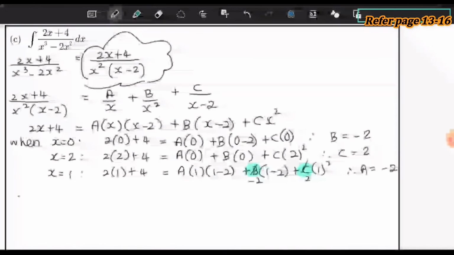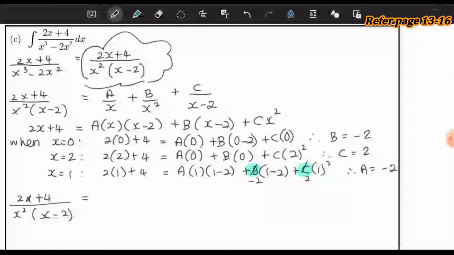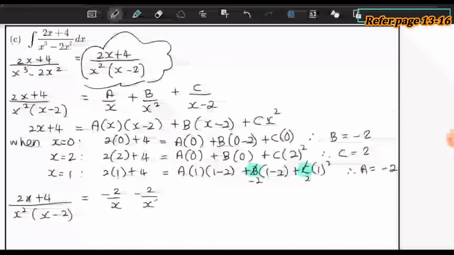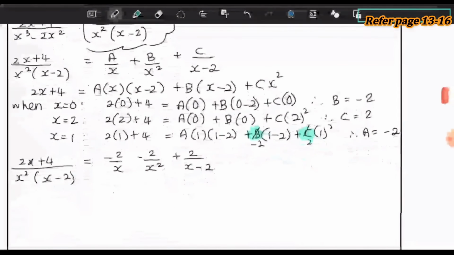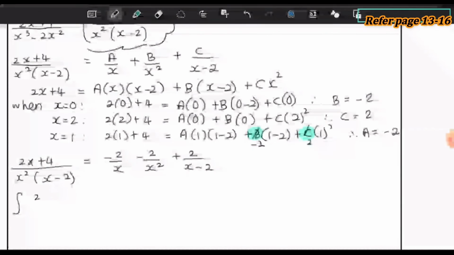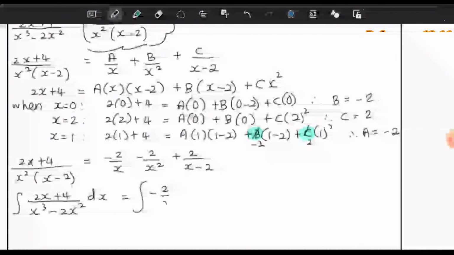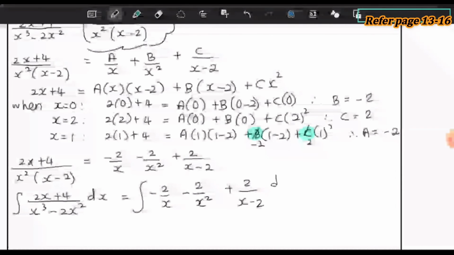And the partial fraction of (2x + 4)/(x²(x − 2)) equals a/x, which is −2/x, plus b/x², which is −2/x², plus c/(x − 2), which becomes +2/(x − 2). Therefore, the integral of (2x + 4)/(x³ − 2x²) dx equals the integral of −2/x − 2/x² + 2/(x − 2) dx.